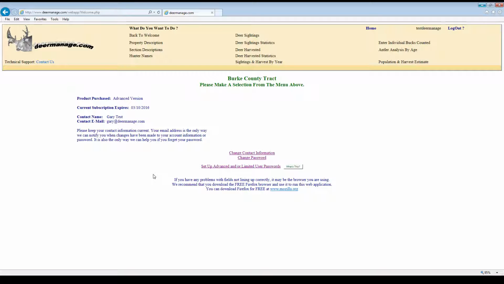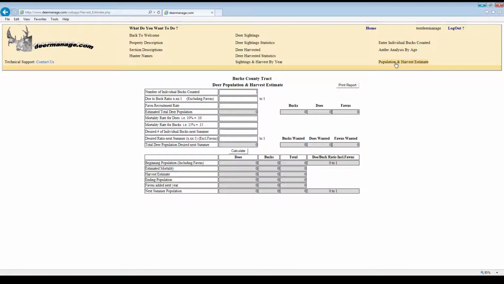If you answered yes to these 5 questions, then this formula will work for you. Not only can you estimate your deer population, but you can also estimate your deer harvest requirements. Let's now go up and click on Population and Harvest Estimate.